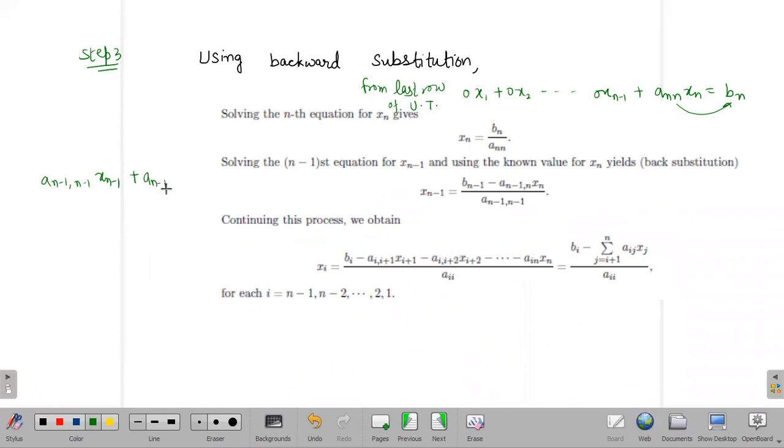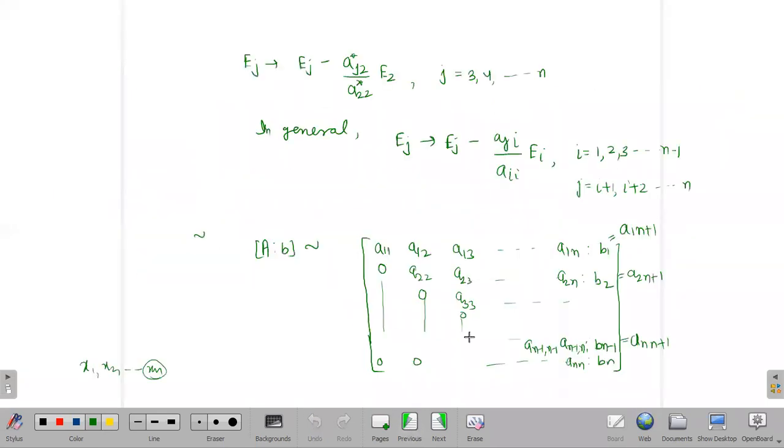Step 3, using backward substitution. Actually, after getting the upper triangular matrix, you have to write this matrix into the equation again. So now we will not write from the first equation, we will write from the last row, meaning the last equation. That is because we got 0, 0, 0 in all places here, except xn.